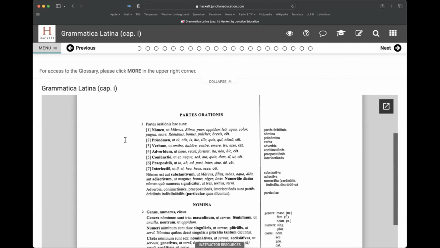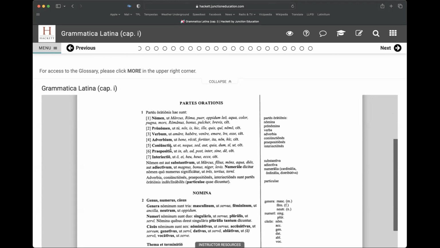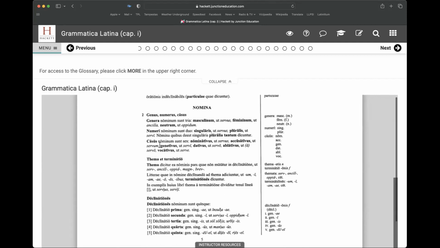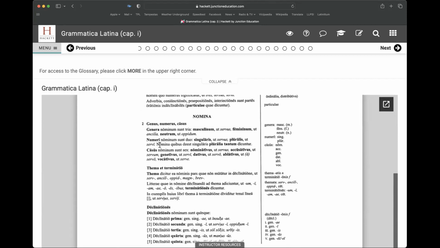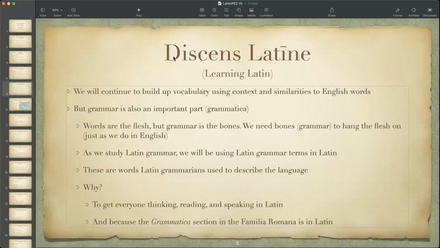And you might recognize some of them. Nomen, nouns, pronomen, pronouns, verbum, verbs, adverbium, conjunctio, conjunctions, prepositio, prepositions, interjectio, exclamations or interjections. And so this is a very valuable section, and I do want to use some of the terms in here. So hopefully when you go to reference it, you won't be totally lost. So we're going to start that today.